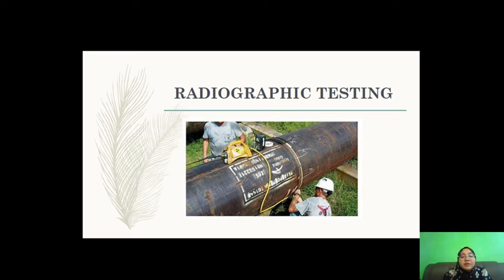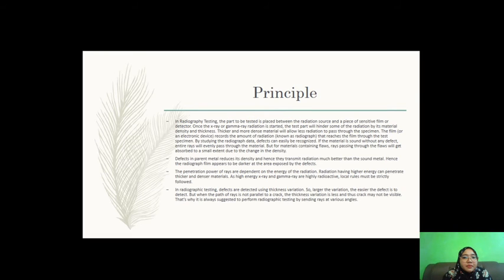is radiographic testing. Principle of radiographic testing: the part to be tested is placed between the radiation source and a piece of sensitive film or detector. Then the X-ray or gamma ray radiation is started. The test part will absorb some of the radiation depending on its material density and thickness. Thicker and denser material will allow less radiation to pass through the specimen, and the film is studied to obtain the radiograph data.